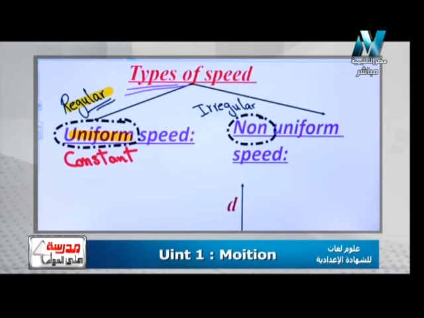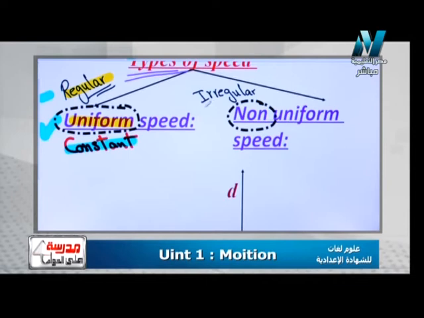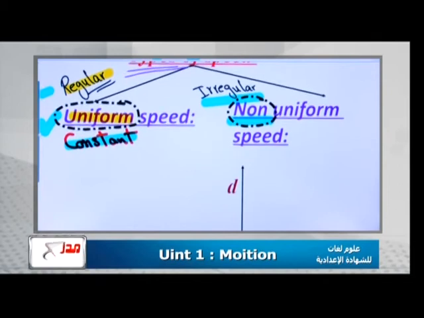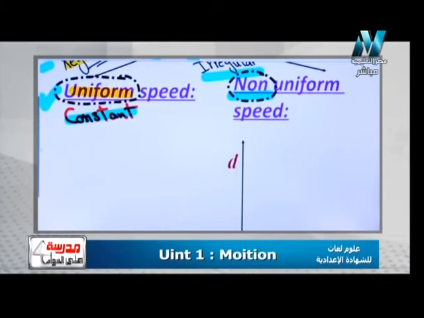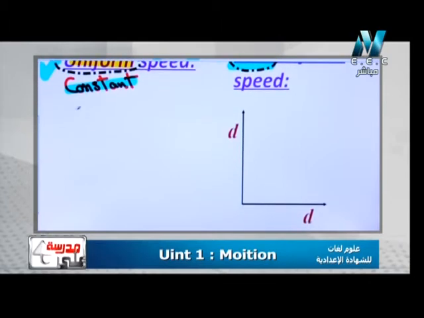Constant speed, or uniform speed, or regular speed. And on the other side I have the irregular speed, or non-uniform speed. If I am going to talk about uniform speed, what is meant by uniform speed? Uniform means منتظمة, as the speed of the moon around the earth, or the earth around the sun, and so on.